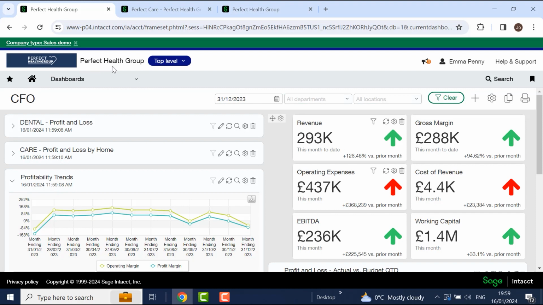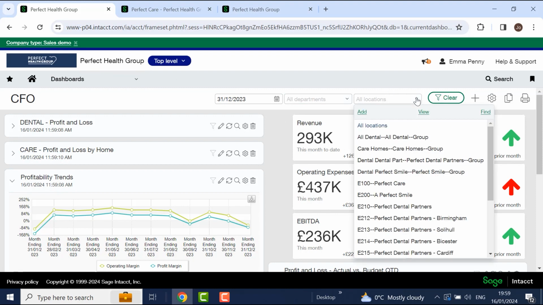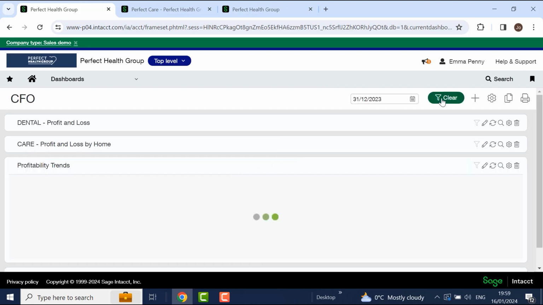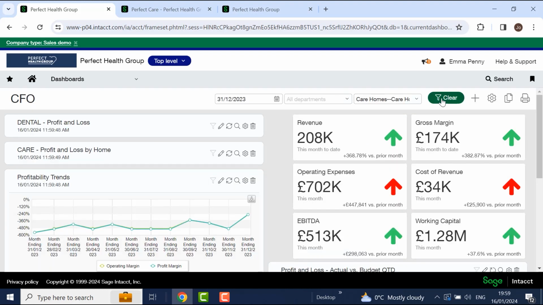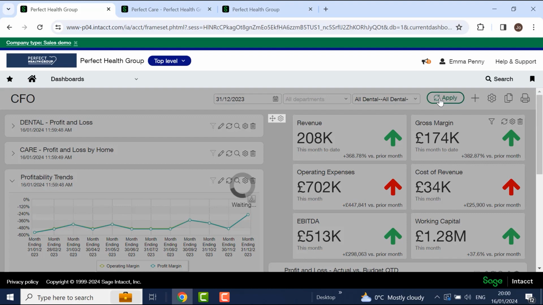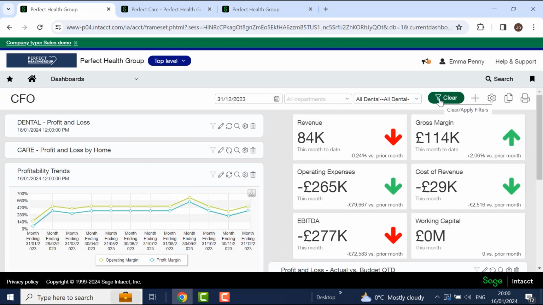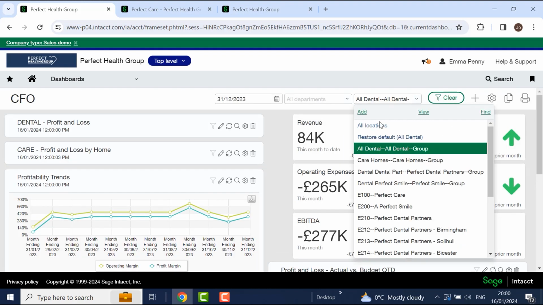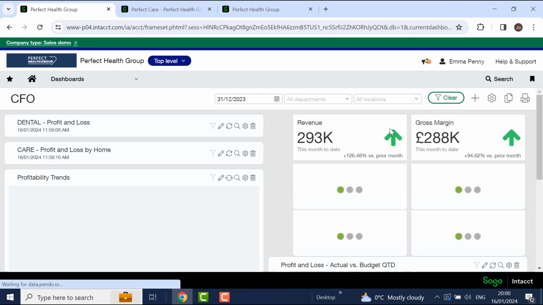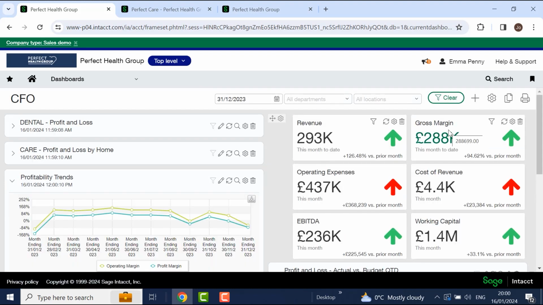Now, she can see that for the healthcare group, or she could just have a look at the care homes division and see how they are performing. Remember, these are live and interactive, so we can see the revenue, gross margin, the working capital, and then we can contrast that to the dental group and see how they are performing. See how the data aggregates when we look at the locations or at the top level. We're then seeing the total revenue, the total gross margin for the group.